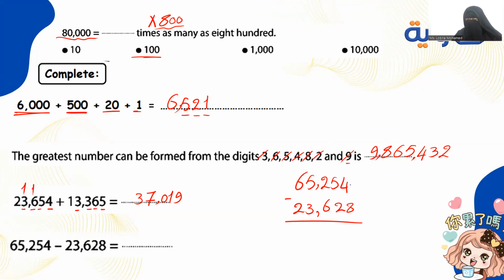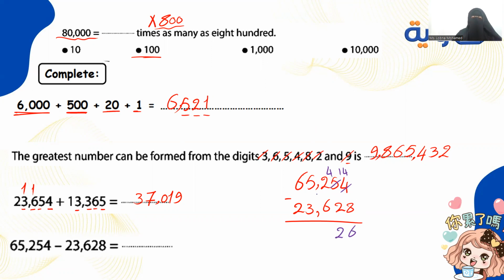Okay, at the first, 4 minus 8, oh, it can't be. So we borrow 1 from 5. 5 will be 4. What about 4? It's gonna be 14. Now we have the 14 minus 8, it's gonna be 6. And 4 minus 2, 2.